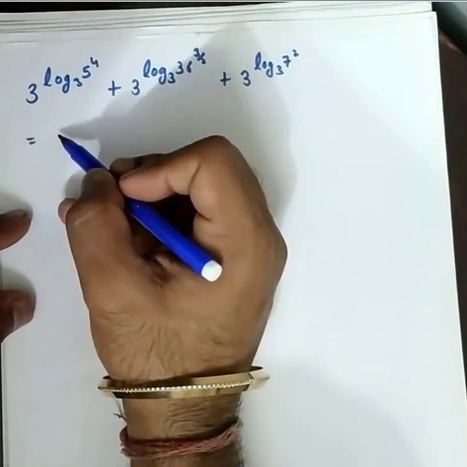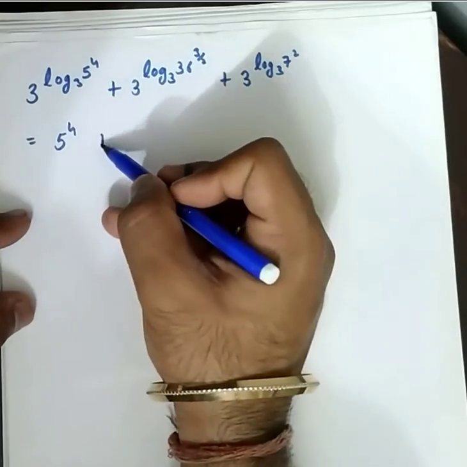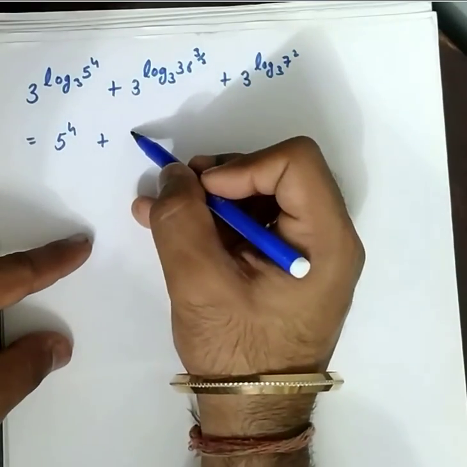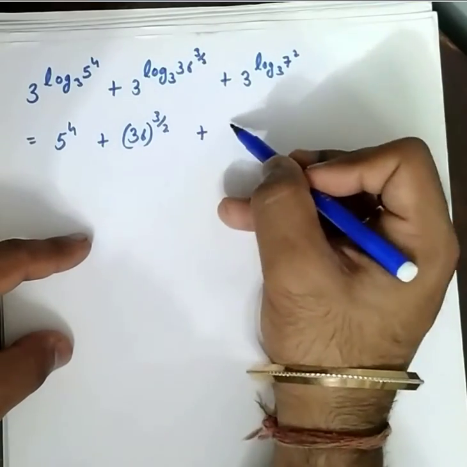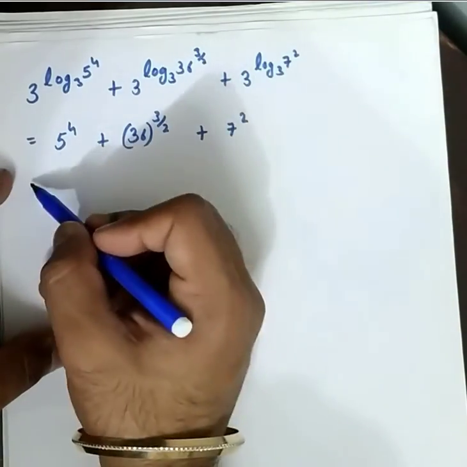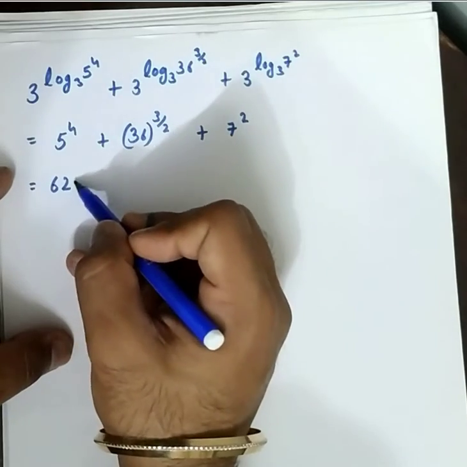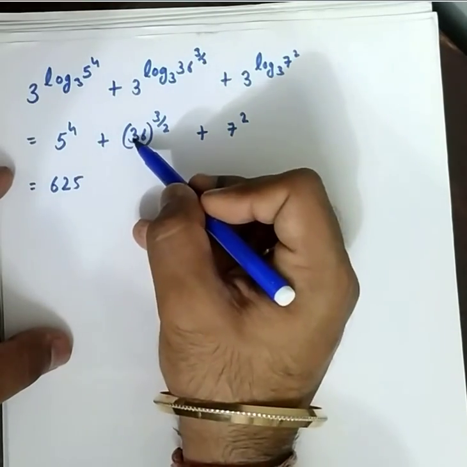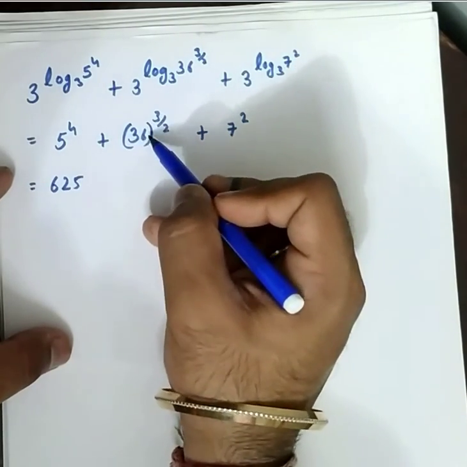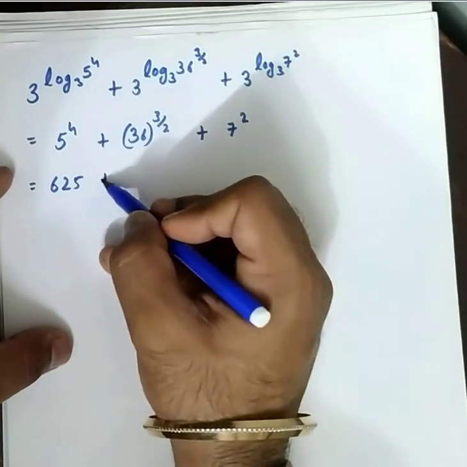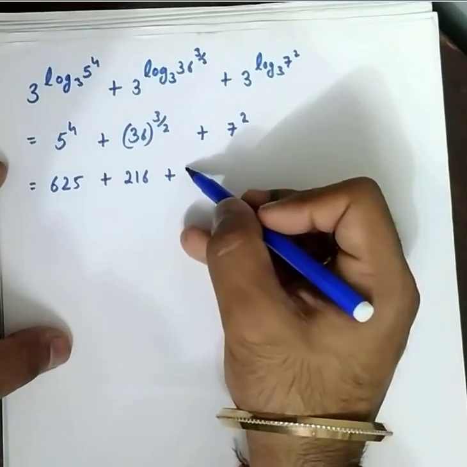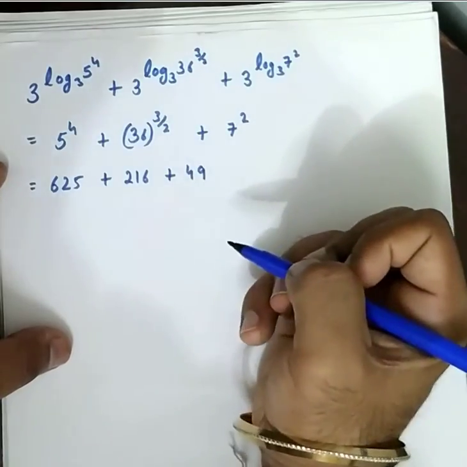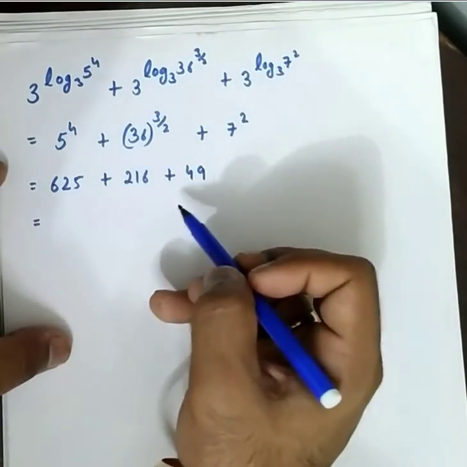ये बन जाएगा आपका 5 की पावर 4, ये बन जाएगा आपका 36 की पावर 3/2, और ये आपका बन जाएगा 7 की पावर 2. 5 की पावर 4 is 625, ये 36 कर देगा इसका स्क्वायर रूट और फिर 6 हो जाएगा. 6 की पावर 3 you will get as 216. Basic calculation, you can take your time. 7 to the power 2 is 49, and now I need to just add them up.